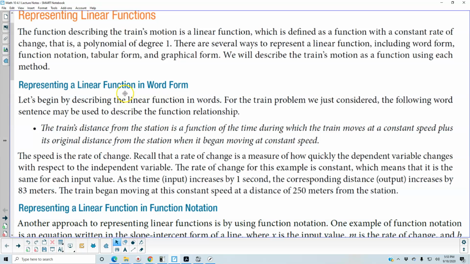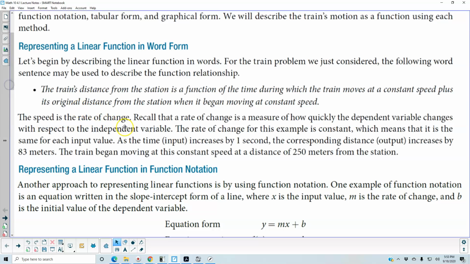Now, representing a linear function in word form. Let's begin by describing the linear function in words. For the train problem we just considered, the following word sentence may be used to describe the function relationship. The train's distance from the station is a function of the time during which the train moves at a constant speed plus its original distance from the station when it began moving at constant speed.